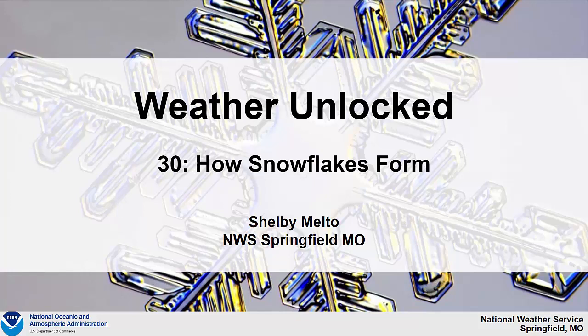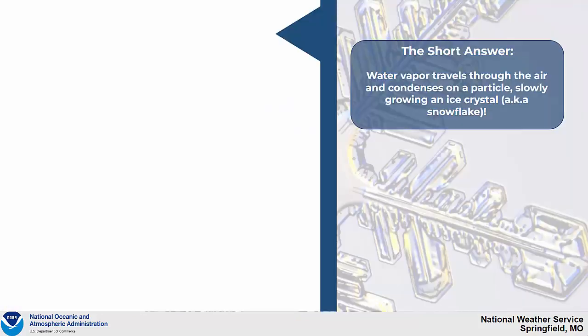Have you ever wondered how snowflakes form or why no two snowflakes are the exact same? Well, if you're looking for a short answer, snowflakes form when water vapor travels through the air and condenses on a particle. Now this begins to form a slowly growing ice crystal, otherwise known as a snowflake.